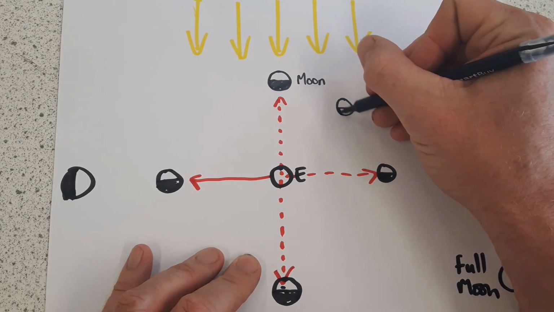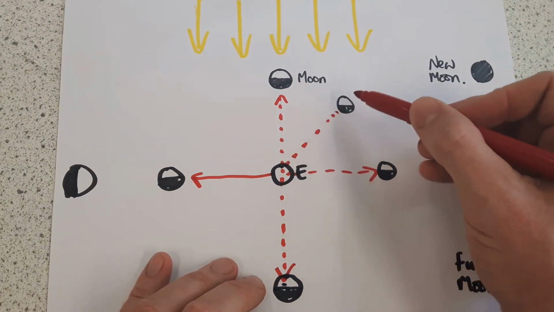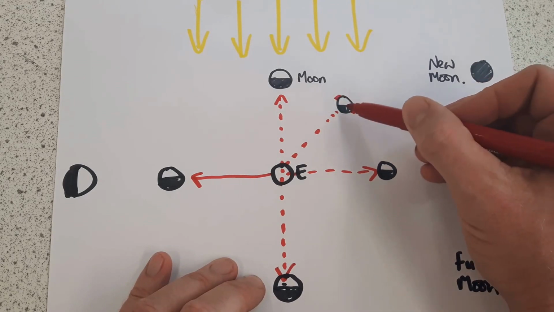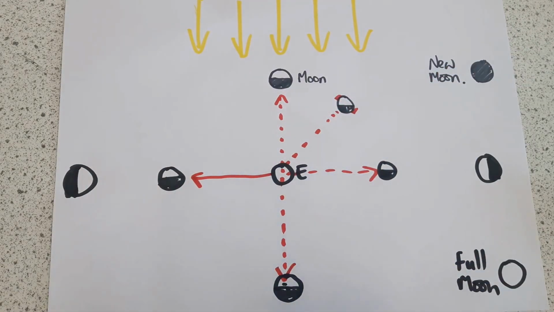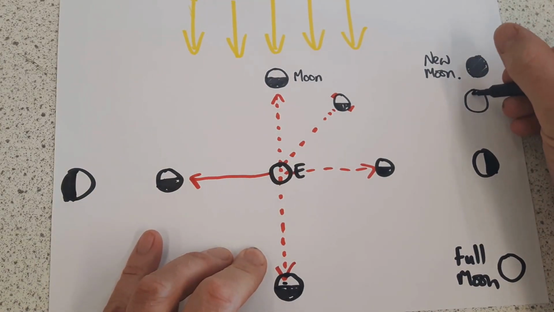And then in the in-between stages, such as here, again, the bottom half is in shadow. So most of what you see from the Earth, remember the red line is looking, you will see mostly shadow with a slither of light. So that will look something like this. And that's called a crescent moon.